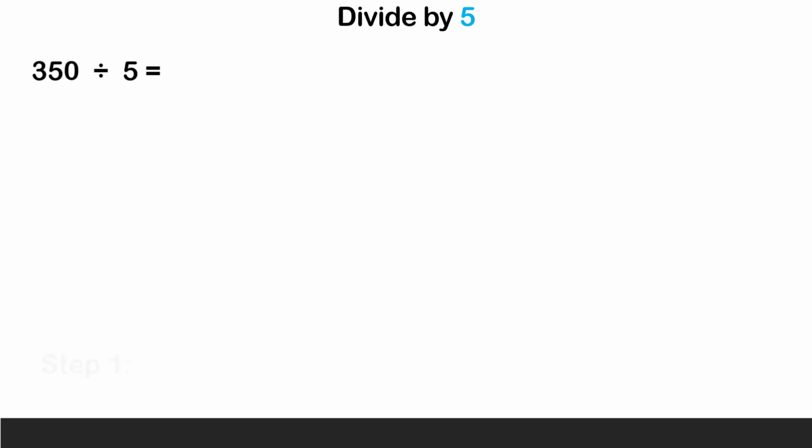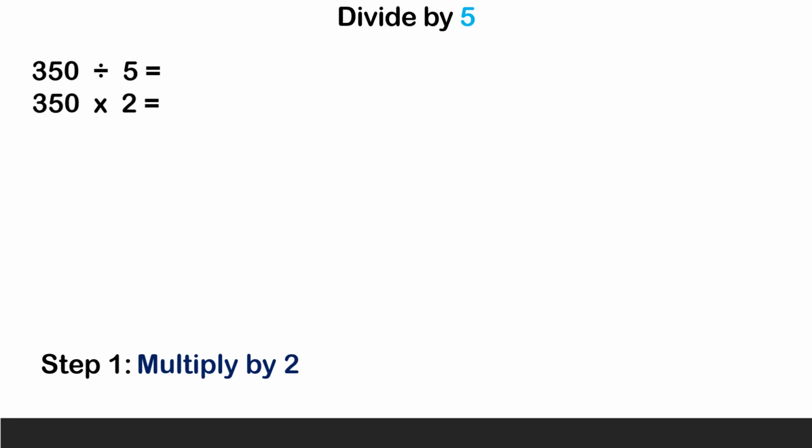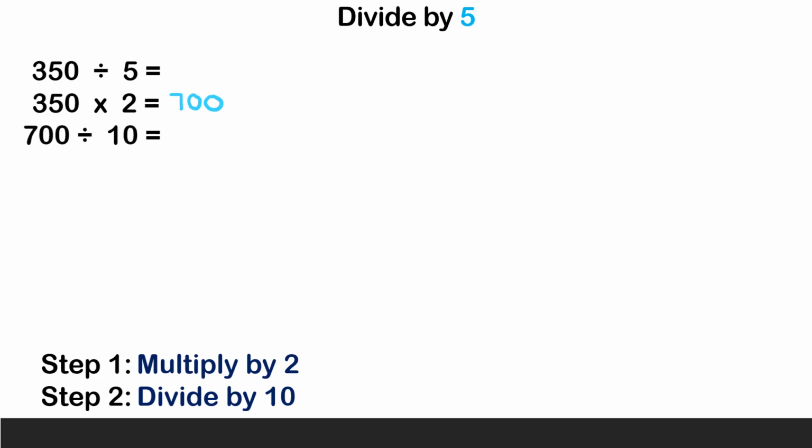350 divided by 5. Step 1. Multiply by 2. 350 multiplied by 2 is 700. Step 2. Divide by 10. Dividing by 10 is very easy. Just remove 1 0. 700 divided by 10 is 70. 350 divided by 5 is 70.